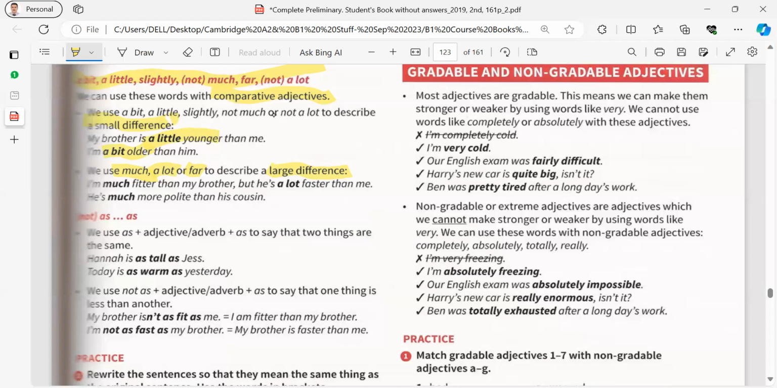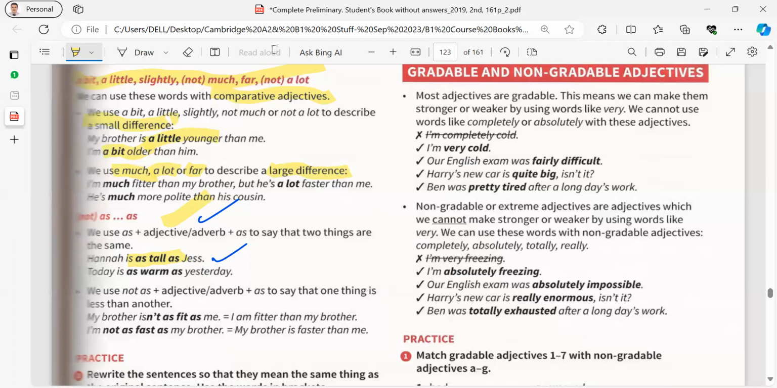Also, Nawaf, you can use as to compare two things. As means you are the same. For example, Hannah is as tall as Jess. Hannah is as tall as Jess. Who is taller, يا نواف? The same. They are the same. أيوة الله يفتح عليك. لو دي 160 centimeters, الثانية برضه 160 centimeters. No difference. Why? Because here as, adjective, as, no change.